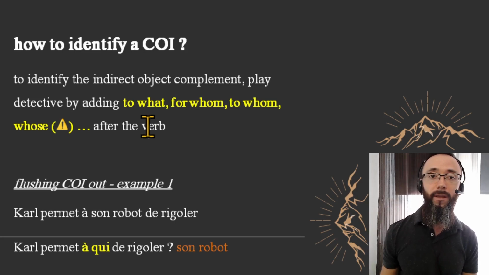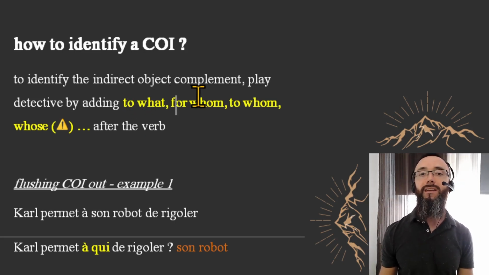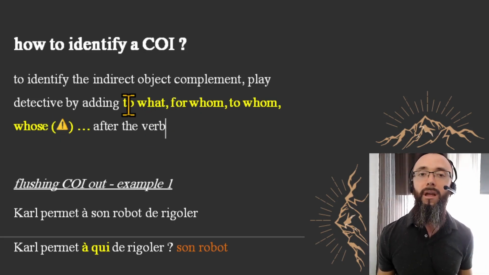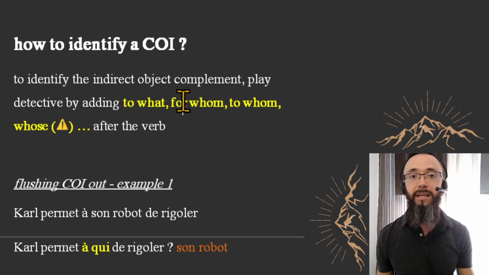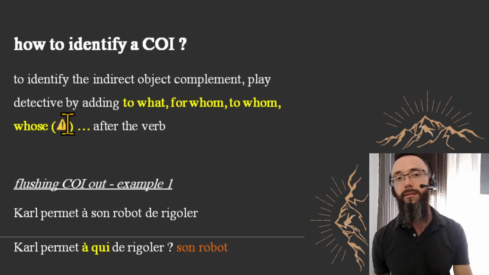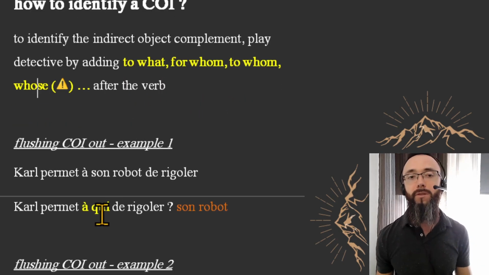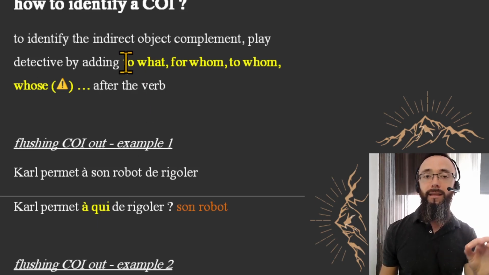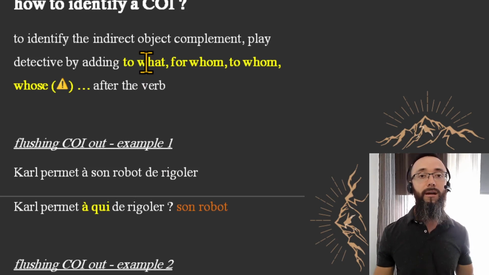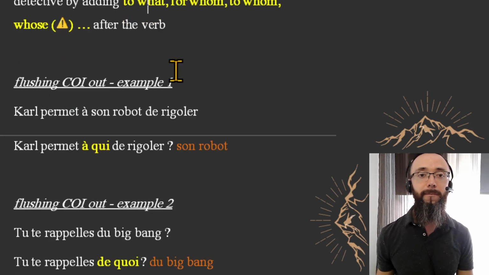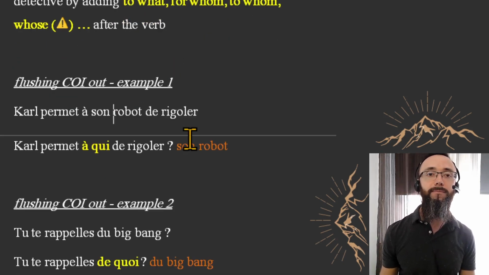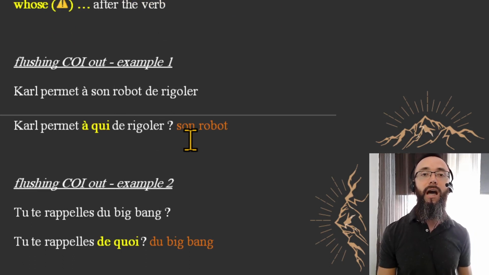after the verb. You'll notice that in every situation here, except for whose, there is a preposition and a question word in English. Okay? It doesn't work all the time, but if you can ask a question, and in that question you need to add a preposition with a question word in English, it means it's going to be a COI. Let's take an example. Flushing COI out.